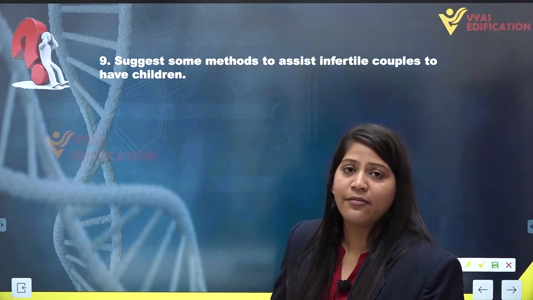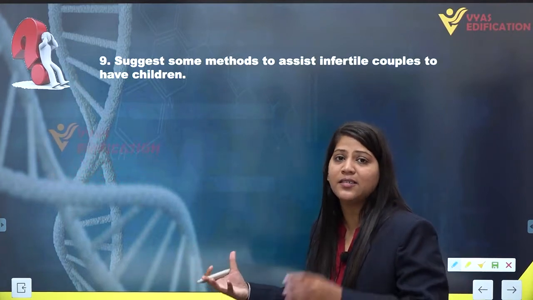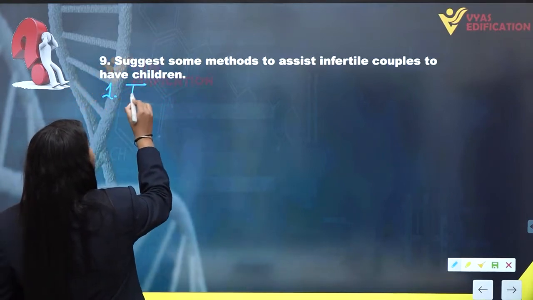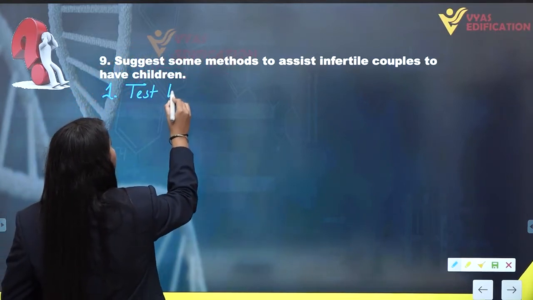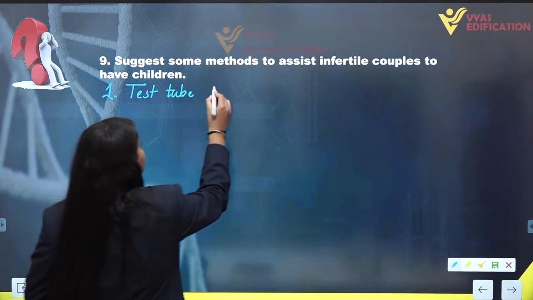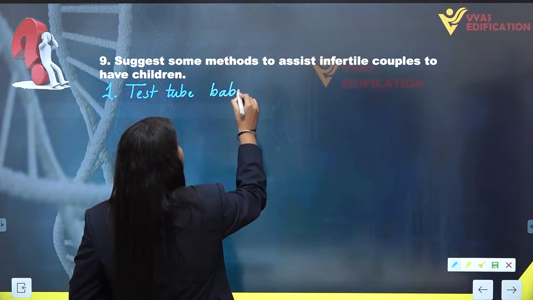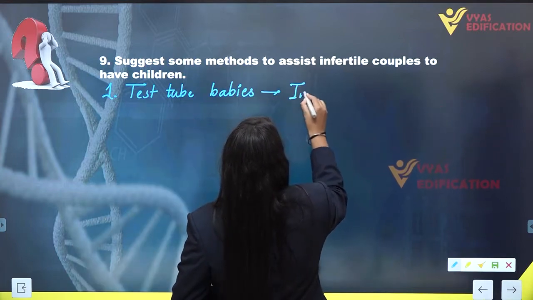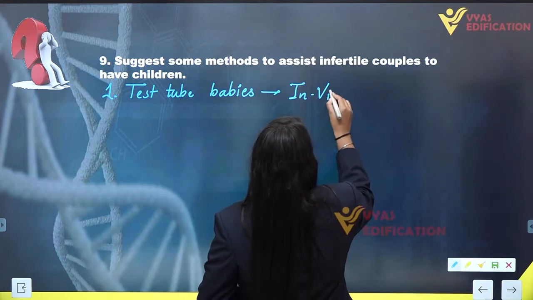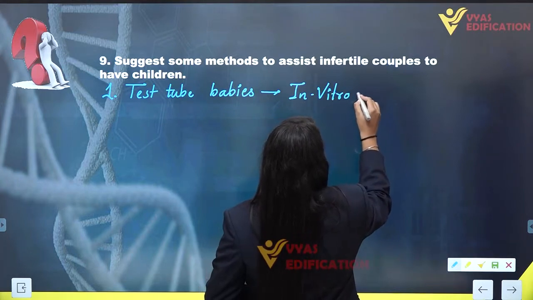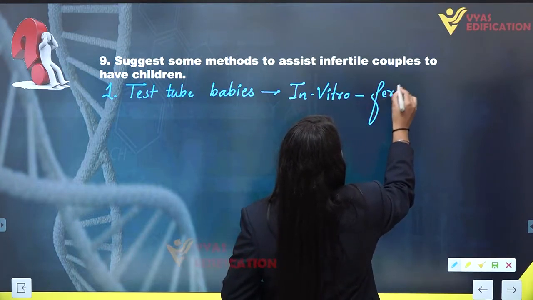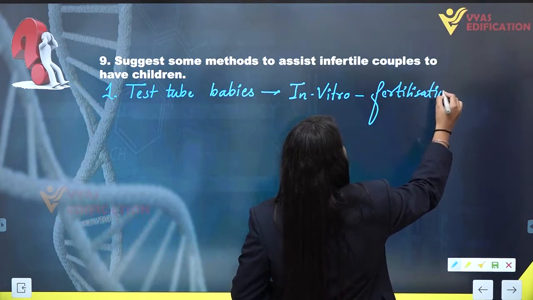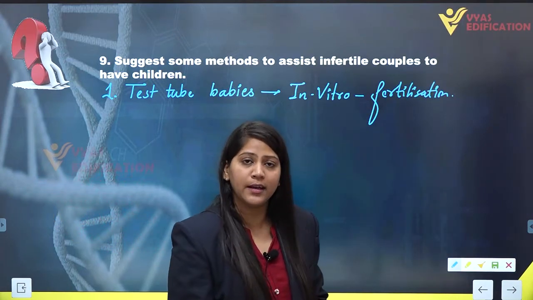Among these techniques, first we are going to discuss test tube babies. Now, what happens in this technique? First of all, it is an in vitro technique, or in vitro fertilization happens in this technique.